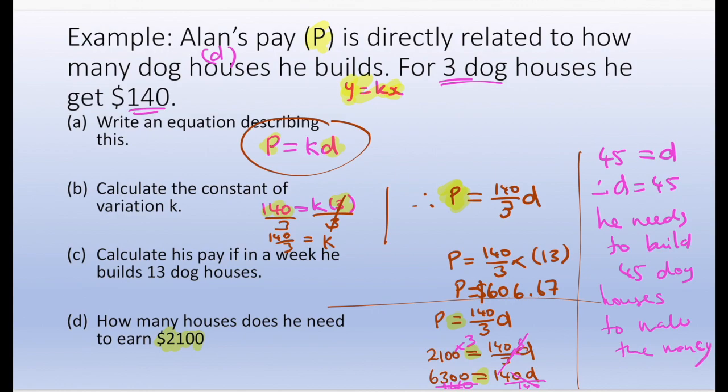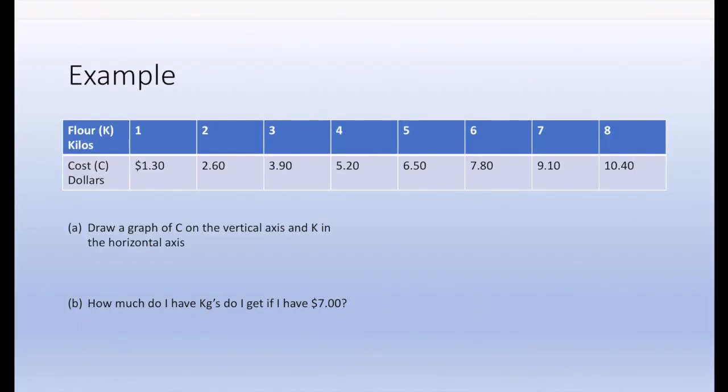So that's pretty good. Final example, we need to draw a graph, and we've been given information here. All right. So it says draw the graph of C. So this is the cost on the vertical axis. So that's up here. So I'm going to give myself plenty of space. And K, which is kilograms or kilos, on the horizontal axis. So that's this way.